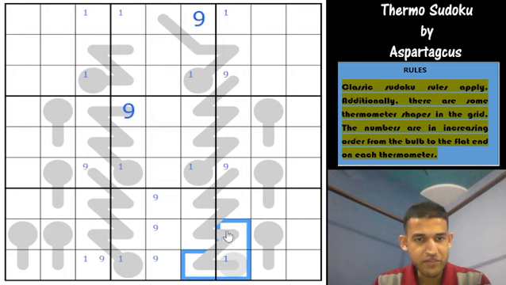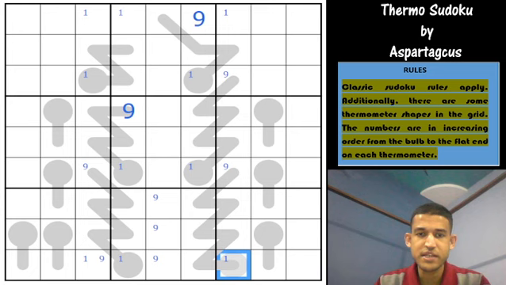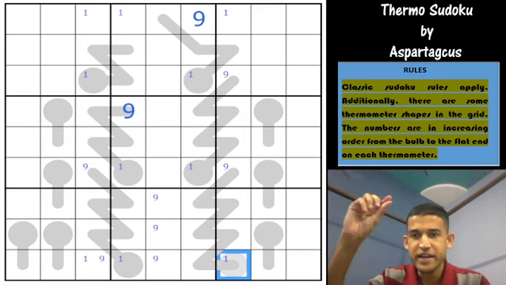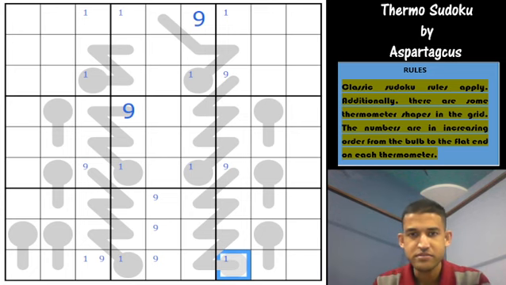So we'll start with this 7 cell long thermometer. You know, there are 1 2 3 4 5 6 7 cells. This is in fact the longest thermometer inside the grid. So when you have a 7 cell long thermometer, the end digit will be minimum 7 and maximum, obviously, it could be a 9, right?